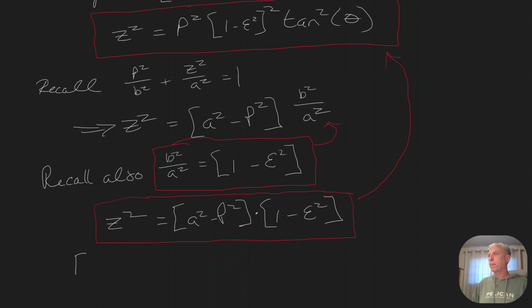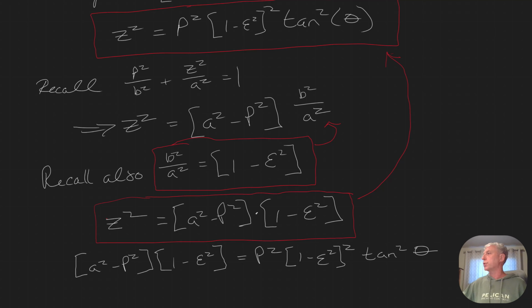So, a squared minus p squared from just directly above it times 1 minus epsilon squared equals p squared from up there on top times 1 minus epsilon squared times tan squared phi. Whew. We're getting closer. And if we rearrange terms a little bit there, let me move it up.